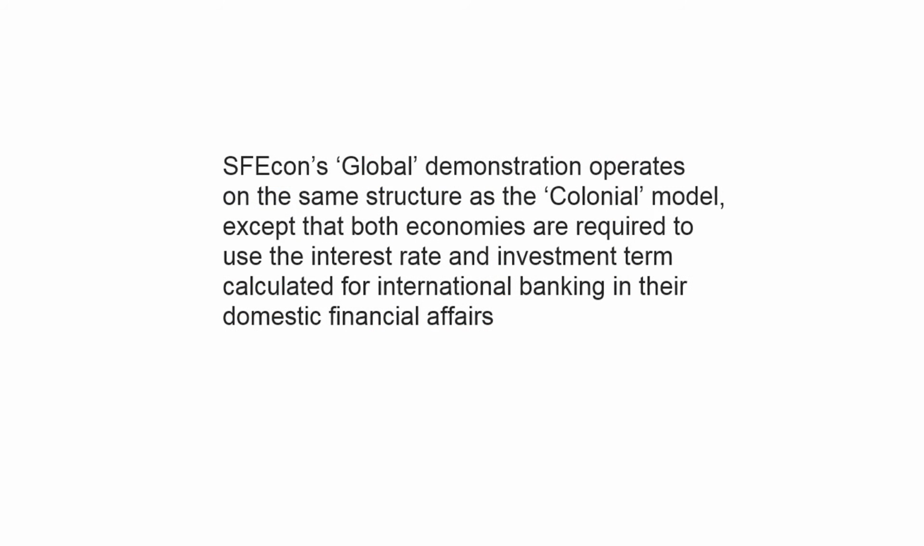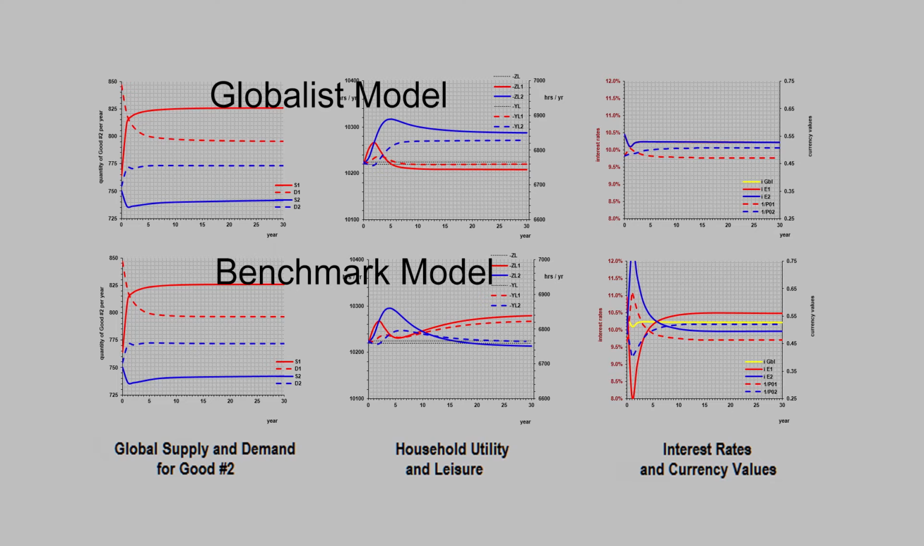Our next experiment recapitulates the colonial model, except that our global financial authority has become even more authoritarian, in the sense that its globally optimal interest rates and investment terms are imposed on both national economies. This globalist model is intended to represent the limiting case of a world governed by international arbitrage initiatives that operate to equalize the financial parameters governing all economies. Upon comparing the globalist model with our benchmark model, we find interesting similarities and contrasts.